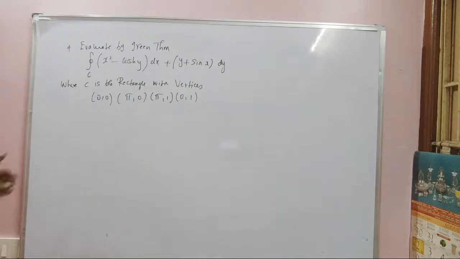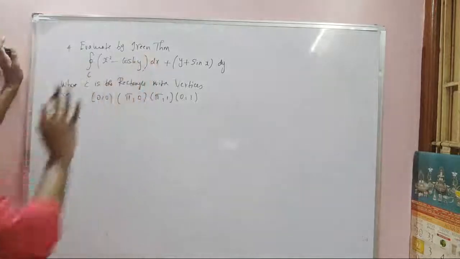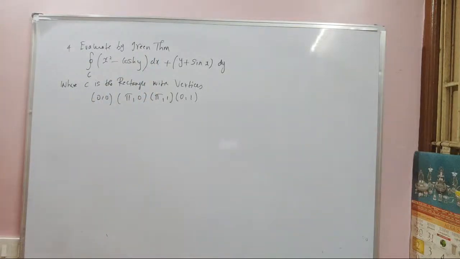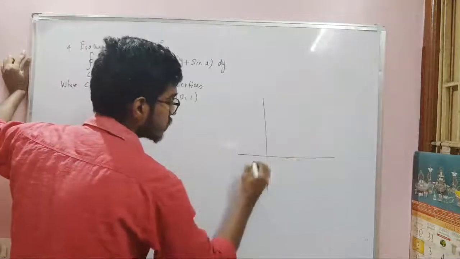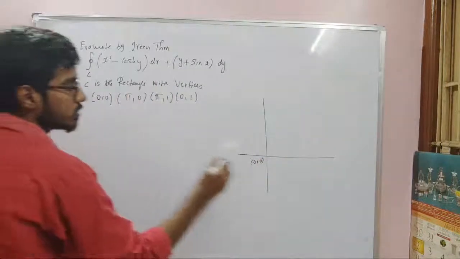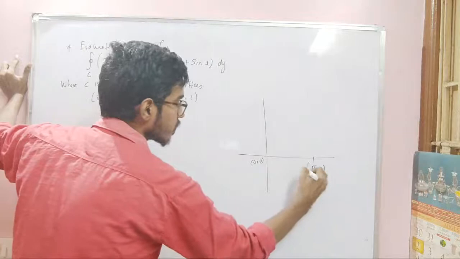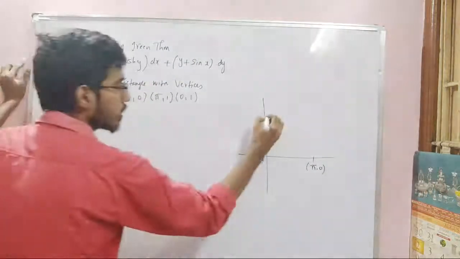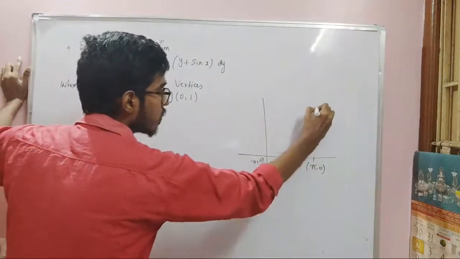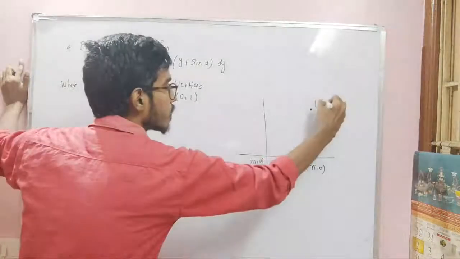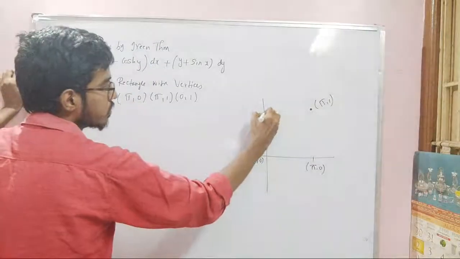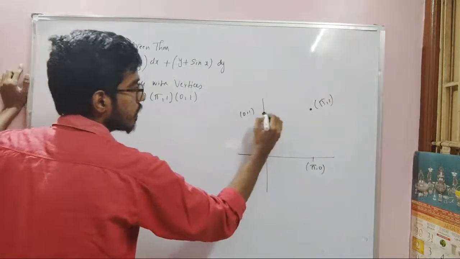Now we can easily do this by line integral. But we need to evaluate by Green's theorem. Suppose they didn't say to use Green's theorem, we could use the line integral very easily. So what is the rectangle here? This is 0, 0, pi, 0, this is pi, 1, and this is 0, 1. So this is our rectangle.